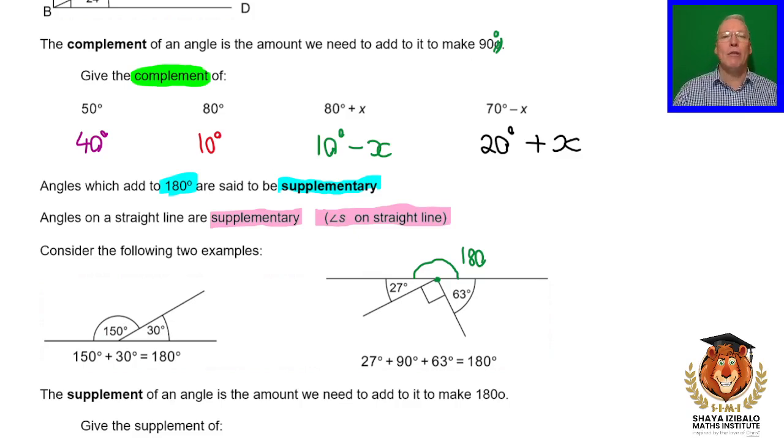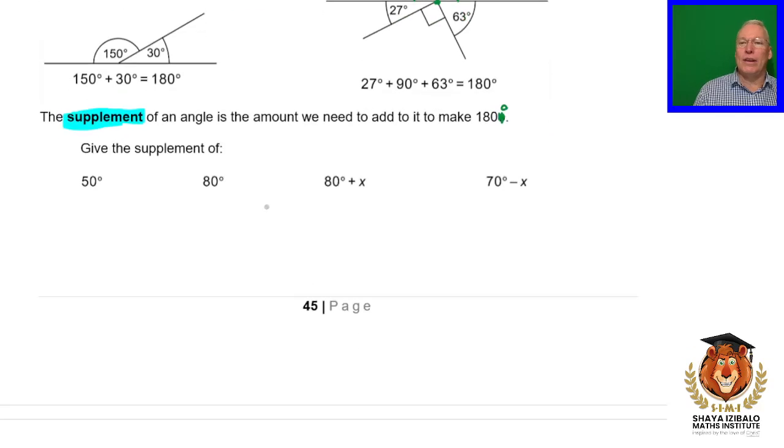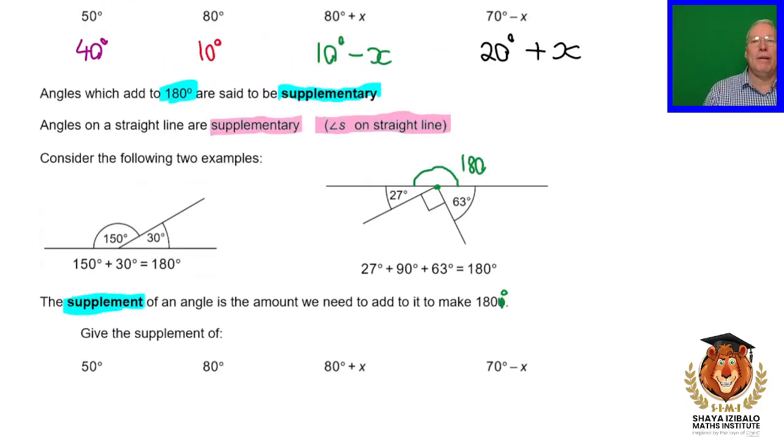In exactly the same way that we had a complement, we also have a supplement. The supplement is how much we need, and I see we've got this problem here again. This shouldn't say 180, 0. It should say 180 degrees. So exactly the same idea. Complement, the balance of 90 degrees. Supplement, the balance of 180 degrees. So pause the video briefly and see if you can work out the supplements of each of these angles.